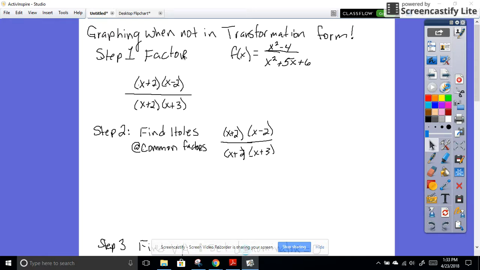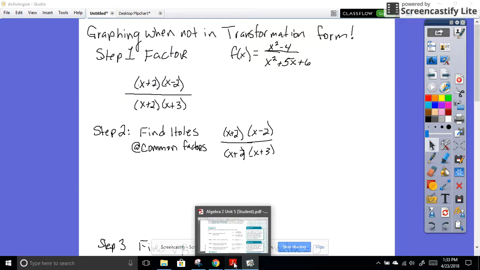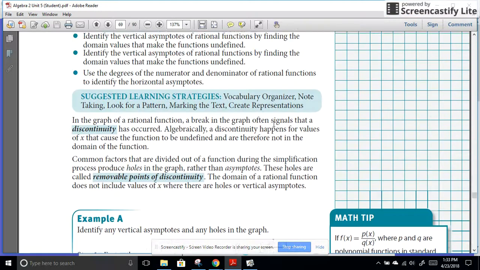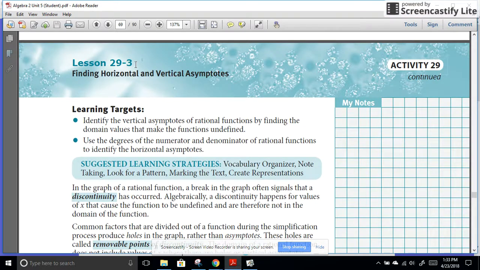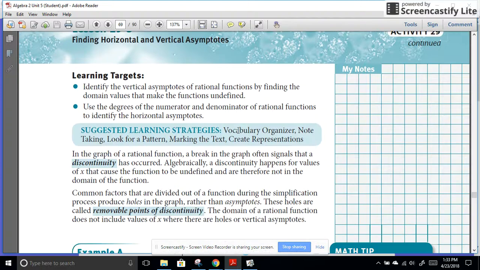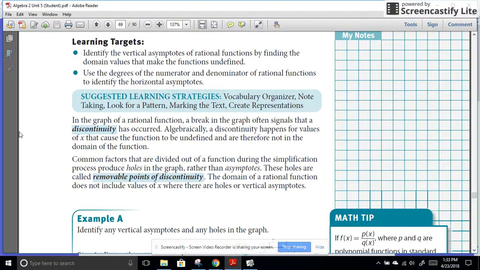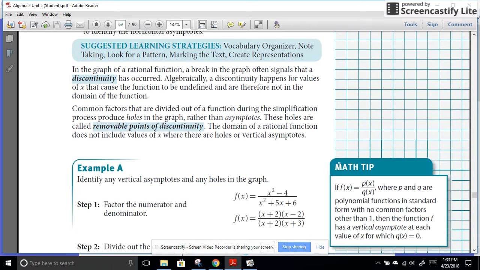Step number 1 is going to be to factor, okay? The purpose of factoring is to help us find all of this other piece of information about our graph. By the way, I am in your Springboard book on page 29-3. We're going to talk about discontinuities. Removable discontinuities is where we have a point.